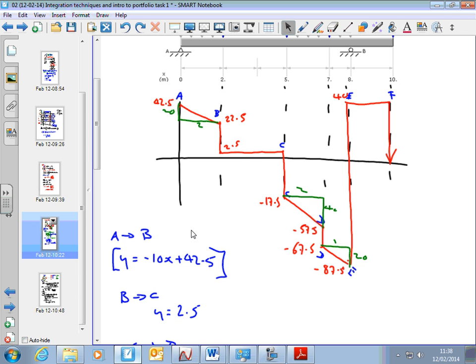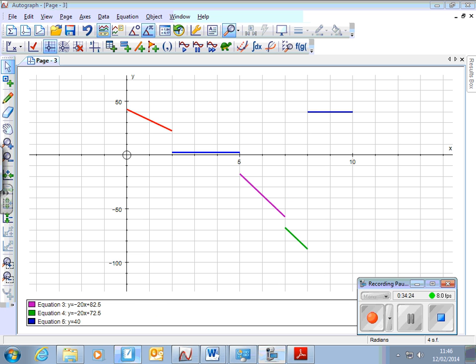So if I just pause this for a minute, if you just move on to Autograph and see if you can plot these lines. Okay, so we should finish off with something that looks like this when you put all the lines in between the limits that are expected, and the handout that you've got has got those lines on it. Okay? So I'll stop this video now, and then the next video will be on plotting this moment diagram, which is what we're really after.